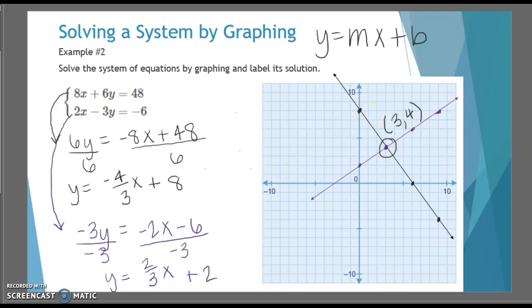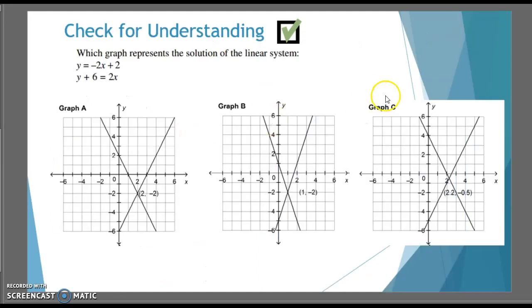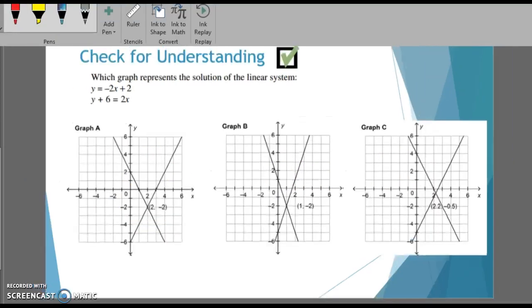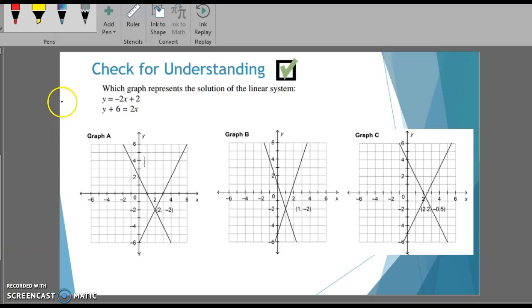So let's do one more or a couple more together. So check for understanding. Which graph represents the solution of the linear system? So you're going to look for a slope of -2 on one of the lines with a y-intercept of 2. And then this one, if we change it to slope-intercept form, it will be a slope of +2 and a y-intercept of -6. The only one that makes sense with a slope of -2 and a y-intercept of 2 is this one right here. See, none of these intercept at 2. So that gives you a hint right there. So the only one that makes sense would be graph A. So graph A is the solution.